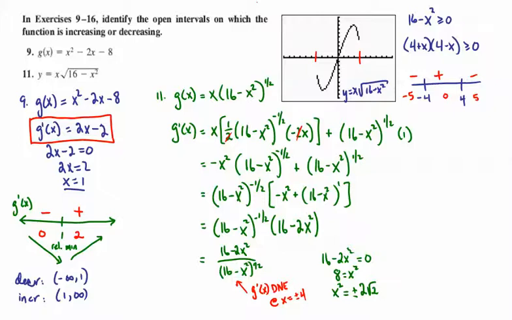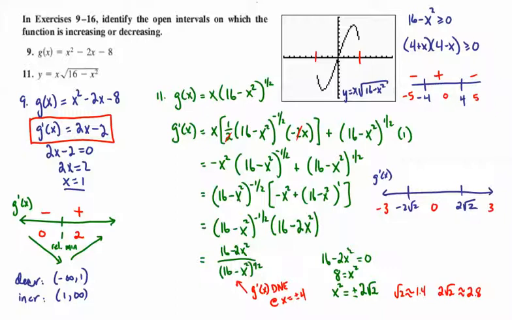Now to estimate, we have only those two critical numbers, and we're going to place them, -2 root 2 and +2 root 2, on our number line with g prime of x. But we need to choose some values, so we need to get an estimate, and square root of 2 is roughly equal to 1.4. So 2 square root of 2 is going to be roughly equal to 2.8, which means that we can use -3, 0, and +3 for test values.